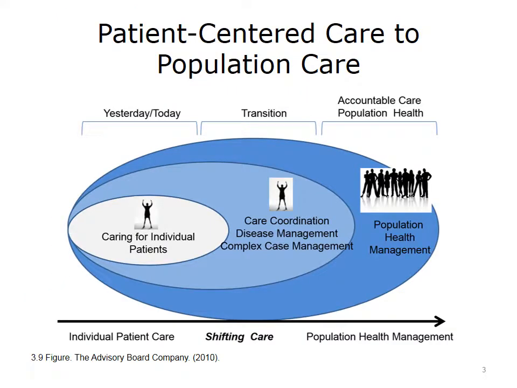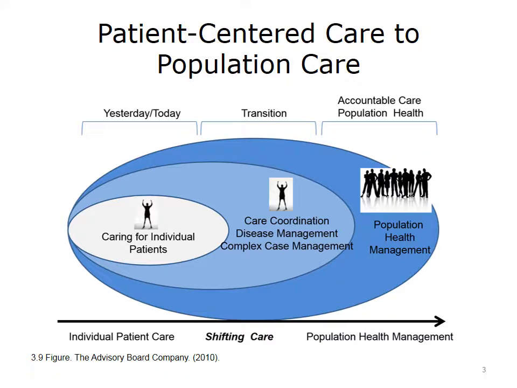This graphic displays a movement from patient-centered care to population health care. Our health system of yesterday and today is represented by our caring for individual patients. As we move out in terms of shifting from individual patient care to population health management, we are potentially in a transition between yesterday and today, moving toward the future of accountable care in population health.